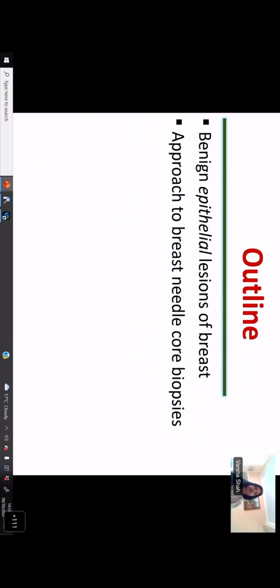Okay. So today's topic is the benign breast lesions. This is the outline of how I'm going to do it. First, I'm just going to talk about benign epithelial lesions of the breast, and then move on to how to approach breast needle core biopsies.